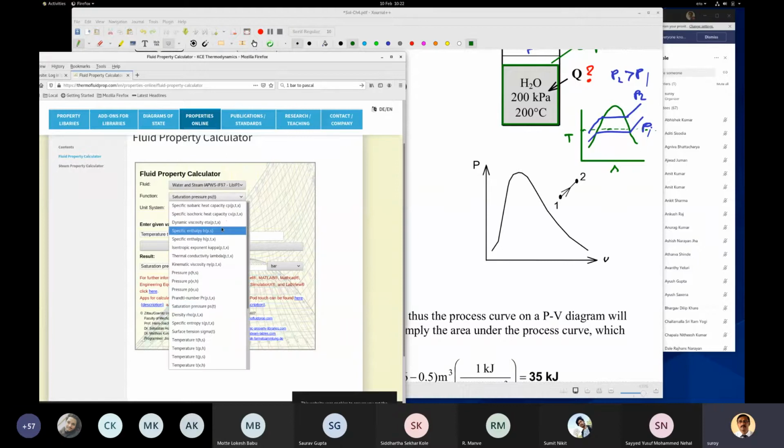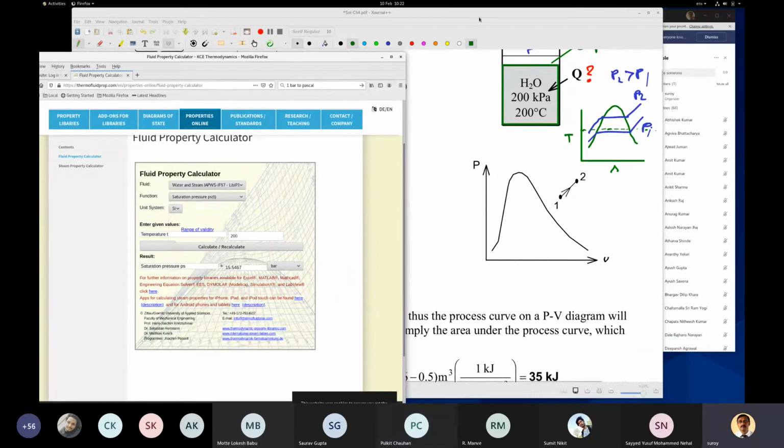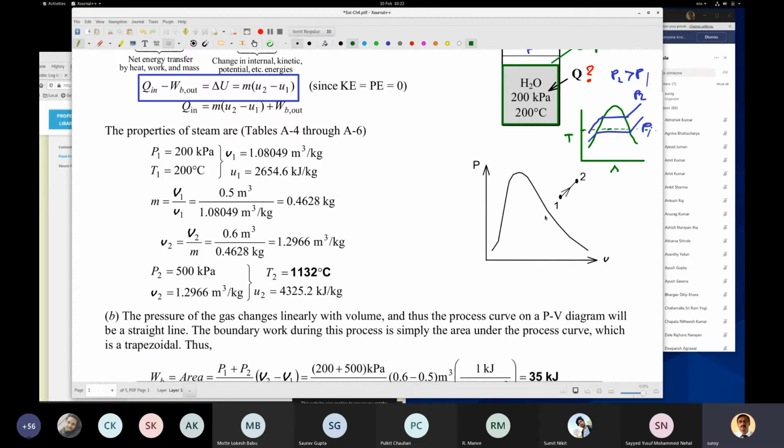Sir, excuse me. Yes, sir. Sir, can we also find that from the specific volume of gas and liquid? Yes, you can also do that. I just want to find out whether it is in the dome or not. Yes, from any of the properties you can figure out. Okay, sir.